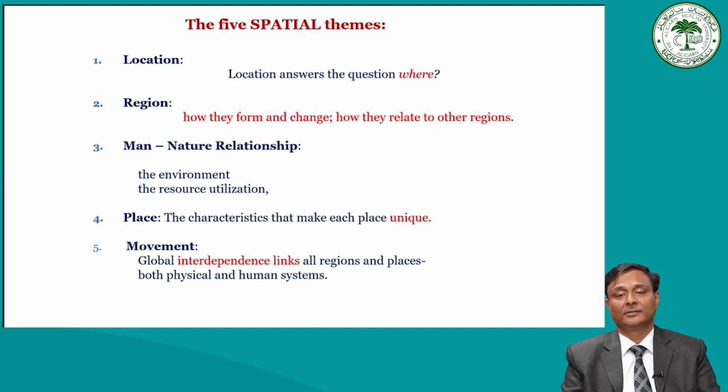The third is man-nature relation. It is the oldest theme of geographic spatial inquiry, I would say. It focuses on the natural setting of any specific location and human response to that setting, or the human activities which are possible there in response to the prevalent environment. Fourth can be uniqueness of the location. That is, any place, the geographic space, is special and unique due to the specific characteristics of that particular space. Fifth can be the communication, movement, circulation, and diffusion across the Earth's surface, which links all regions and places, both physical and human systems, and their interdependence.